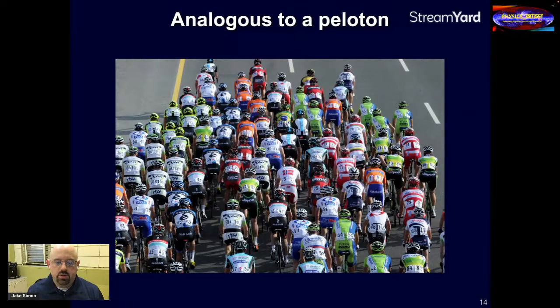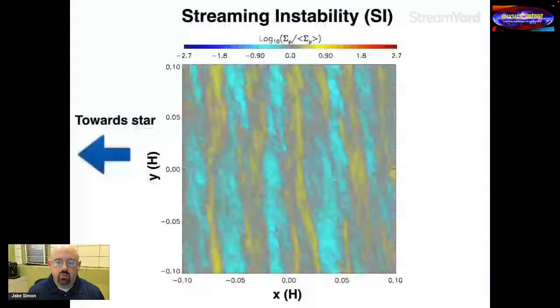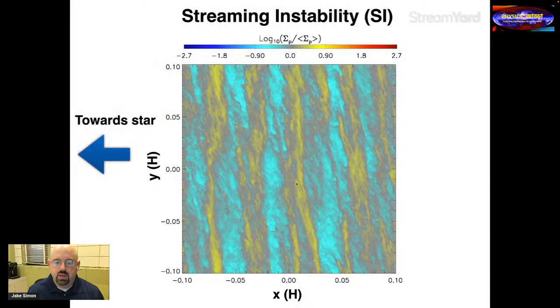So this person back here will feel much less headwind than this person up here. And so it's actually quite energetically favorable for pebbles to get into the same kind of configuration, and the streaming instability provides a route to do so. So you can kind of think of these as little pebble pelotons if you want.